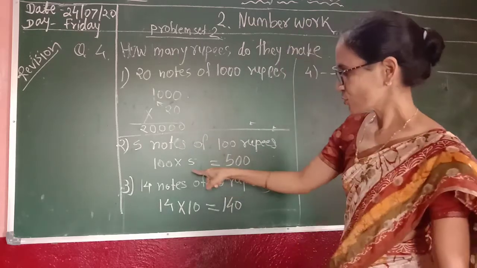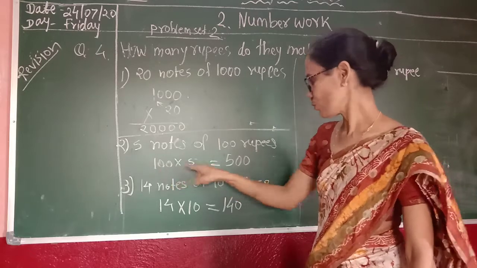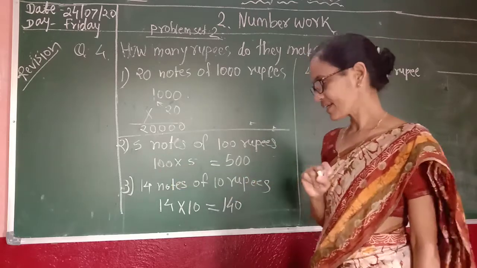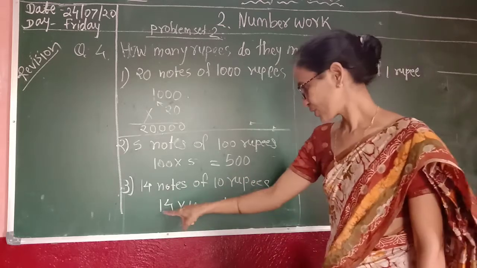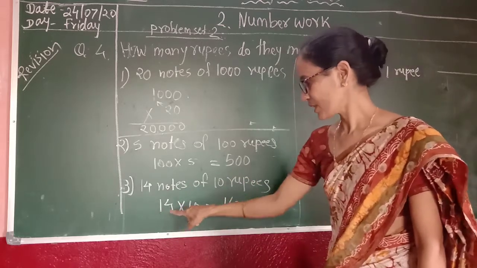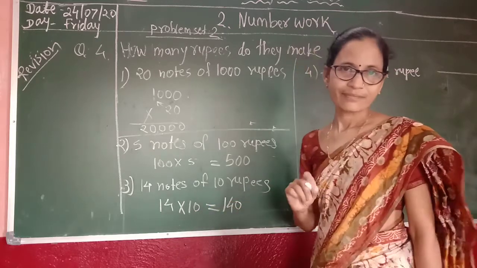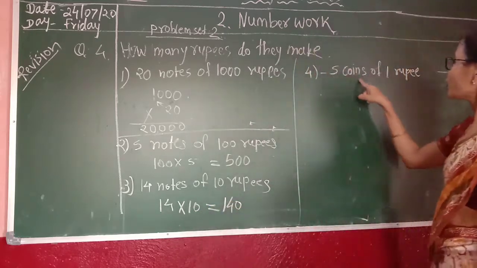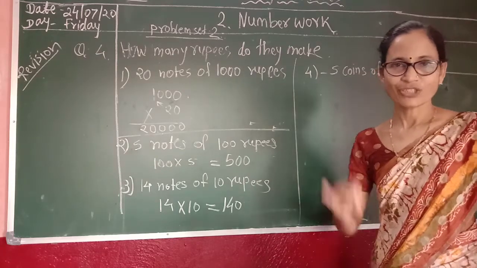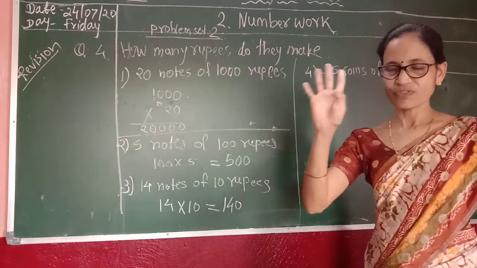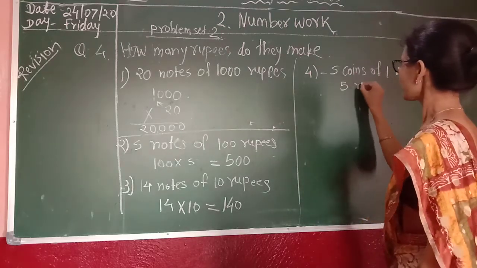Understand? Here also 5 1s are 5. और 0 कितने हमें? 0 1 and 2. Right? 2 0. It is 500. Here 14 notes of 10 rupees. 14 multiply 10. So 14 1s are 14 and 1 0. So 140. Here 5 coins of 1 rupee. आपके पास 5 coins है 1 rupee के. 1 rupee, 2 rupee, 3 rupee, 4 rupee, 5. So how many rupees? 5 rupees.